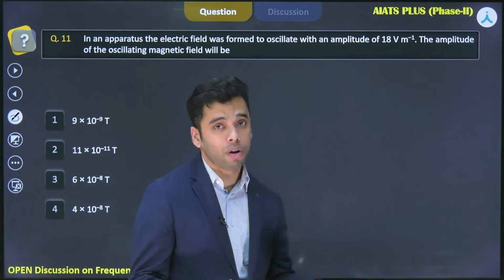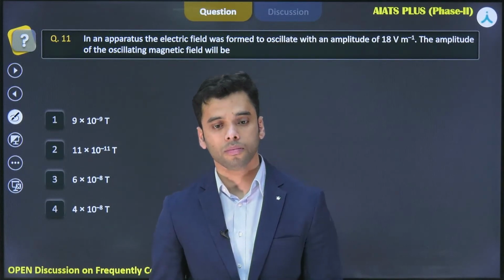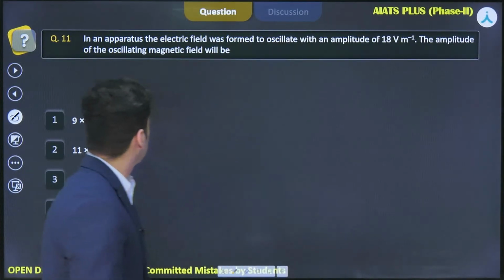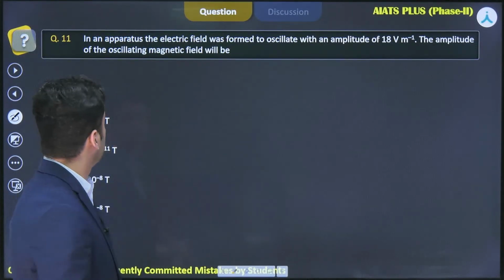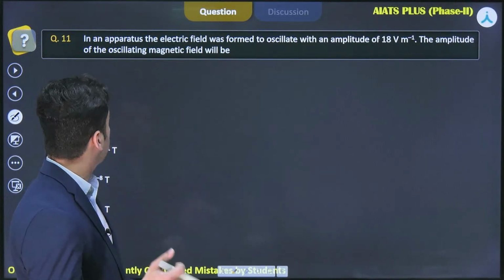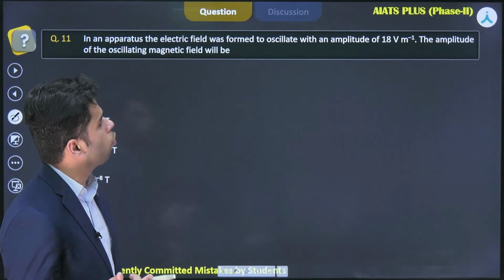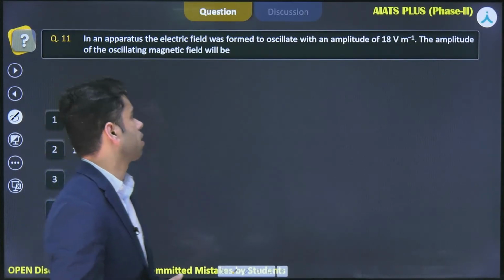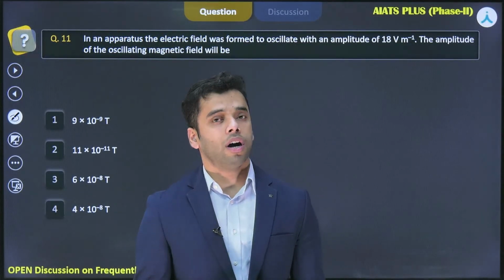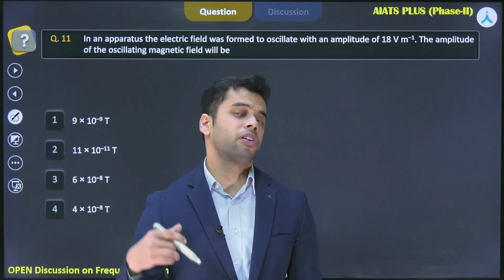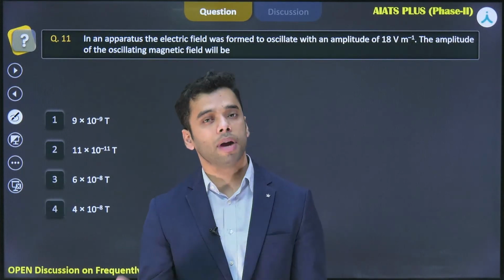There you go, and this problem is from the chapter of electromagnetic waves. It was problem 11 of the original paper, and it says that in an apparatus the electric field was formed to oscillate with an amplitude of 18 volt per meter. The amplitude of the oscillating magnetic field will be. So you have been given the peak value of the oscillating electric field, and this time they are asking you to calculate the peak value of the oscillating magnetic field.